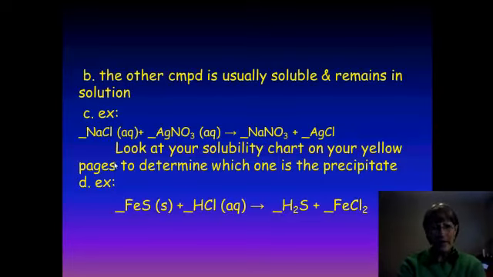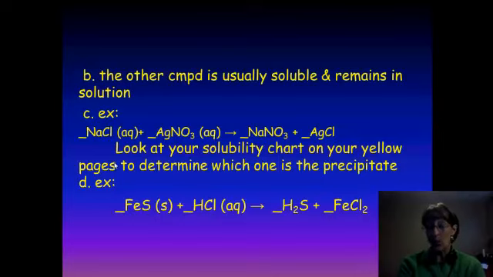Okay, so look at the next one. We have FeS. Name the first element, then name the second element, and change the ending to ide. So we have iron sulfide. In this case, it's iron(II) sulfide. We'll talk about how that is in class. And look, we're adding it to HCl, which is hydrochloric acid. And we produce H2S and FeCl2.